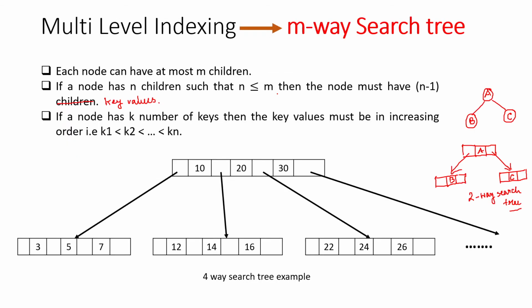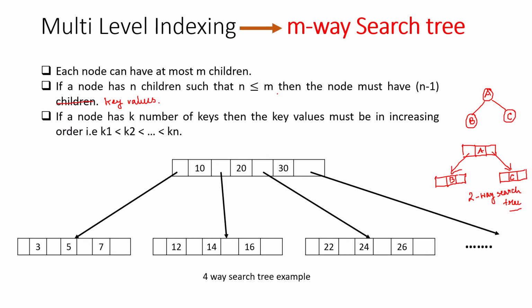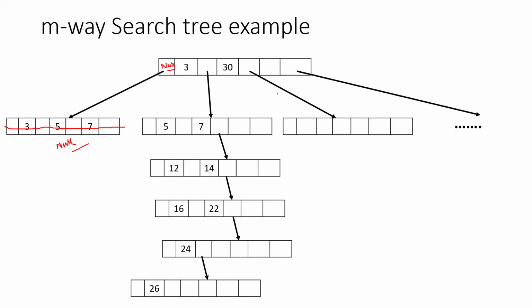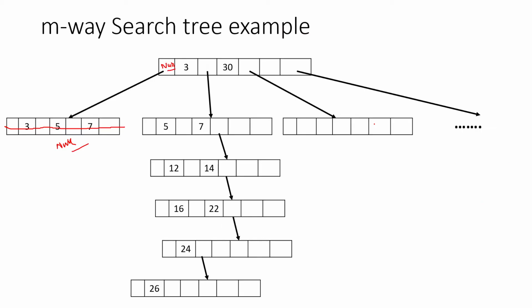having this particular criteria, because each node can have at most m children. Here also each node can have 4 children. M is 4 over here, right? If the node has n number of children, then it has n minus 1 key values. It has 2 children, so it has 2 key values. I have not written anything over here, that is a later issue. So if a node has k number of key values, then k1 is lesser than k2 lesser than kn, and this is also true over here: 5 is lesser than 7, 12 is lesser than 14, 16 is lesser than 22, 3 is lesser than 30.